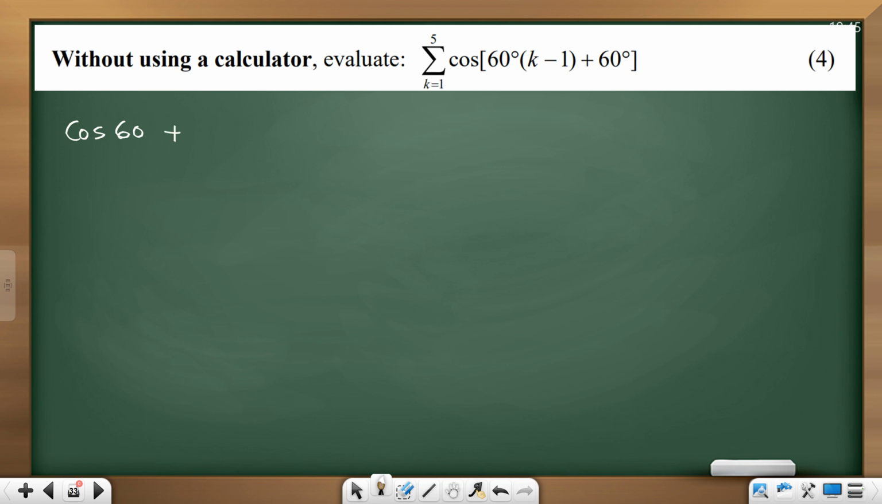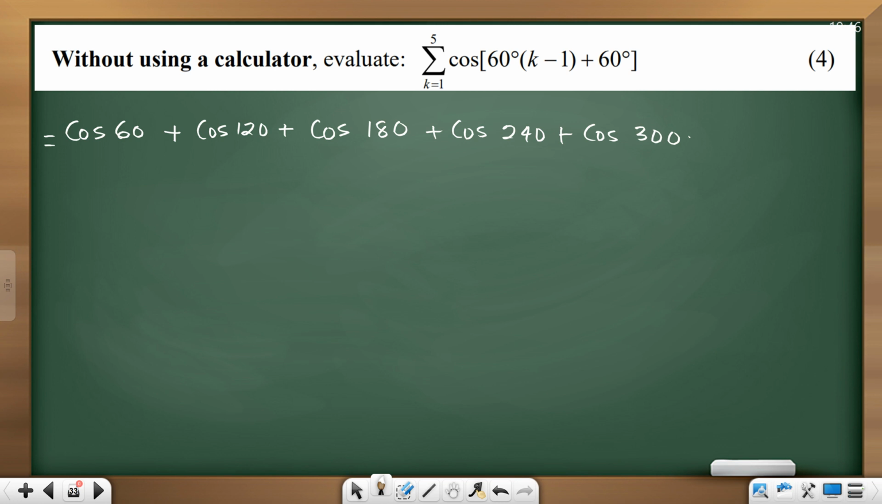What is my second value? It's a plus. My k is now 2. 2 minus 1? 1. 1 times 60? 60. 60 plus 60? 120. You can use a calculator. Cos 120. Next one. 3 minus 1, 2. 120. 120 plus 60? 180. So you can see that this thing is moving in terms of 60s. I can tell you the next one is cos 240, cos 300. Does that make sense? Already it's 5, because 5 minus 1 is 4. 4 times 60, 240. 240 plus 60, 300.